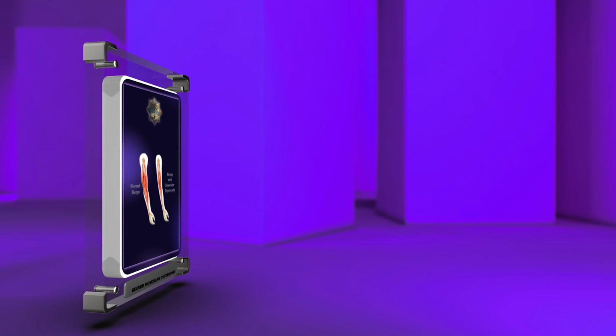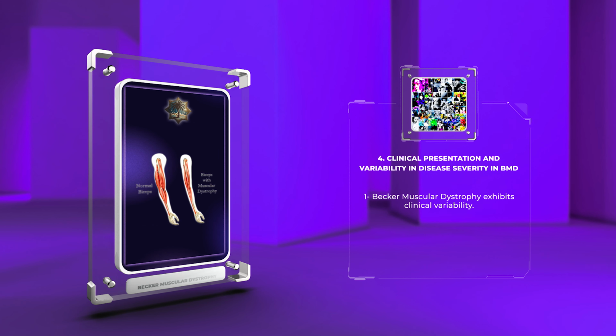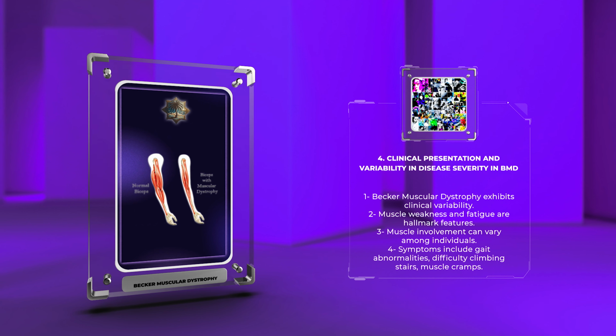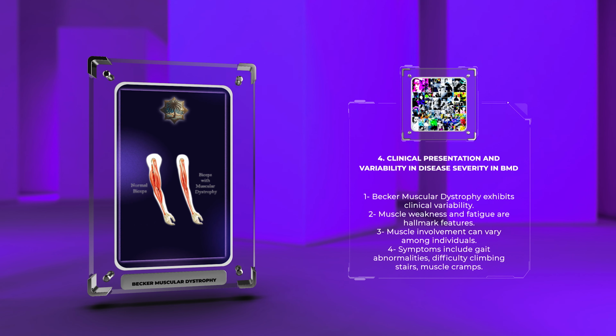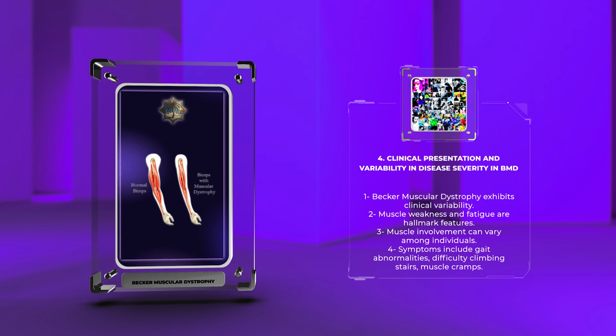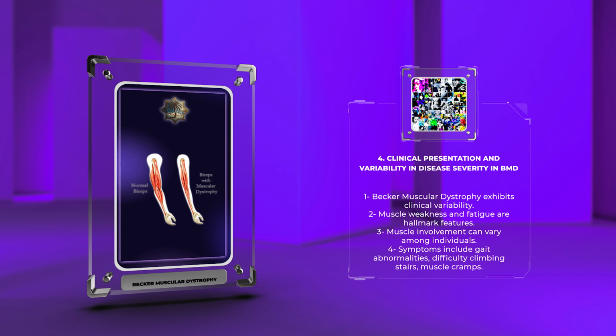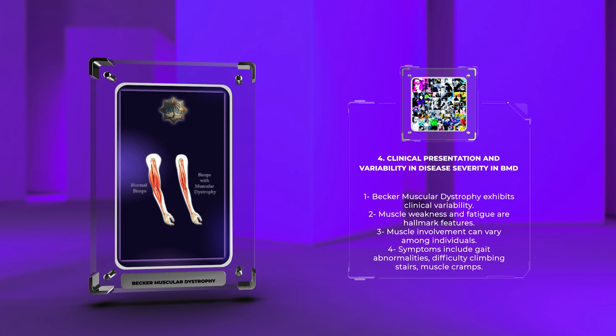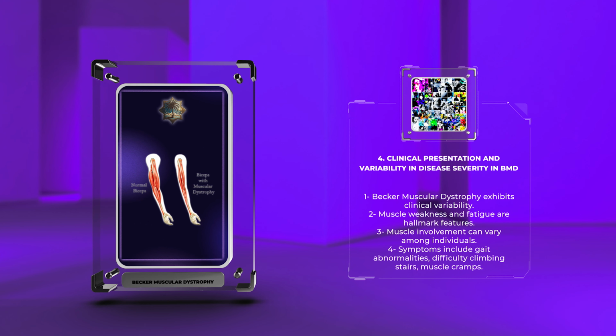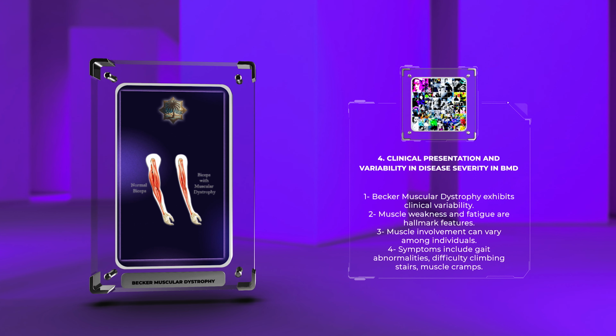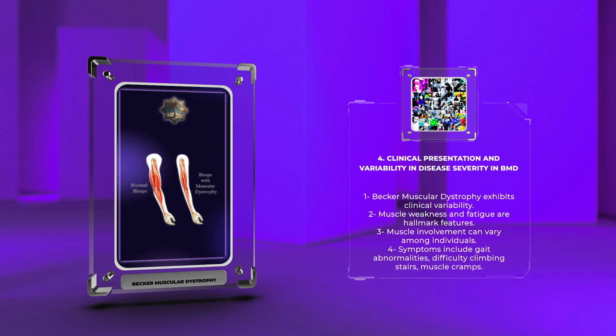Becker muscular dystrophy exhibits considerable clinical variability, with a spectrum of presentations ranging from mild to severe. Typically, the initial symptoms manifest during childhood or adolescence, although delayed onset cases have been reported. Muscle weakness and fatigue, especially in the proximal muscles, are the hallmark features of BMD. However, the pattern and extent of muscle involvement can vary significantly among individuals.